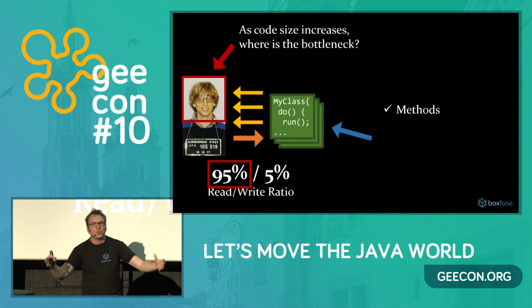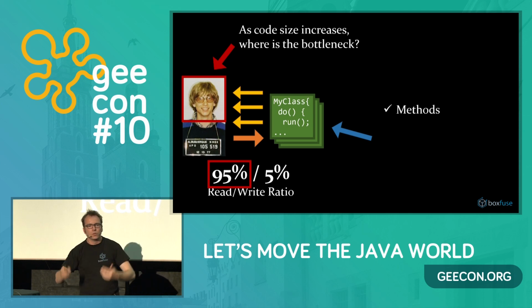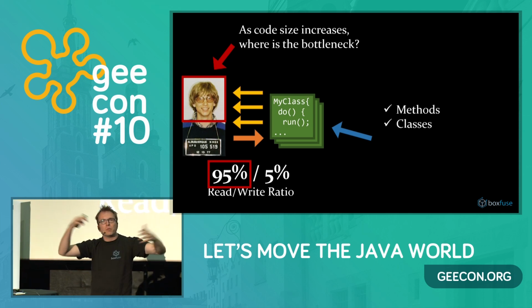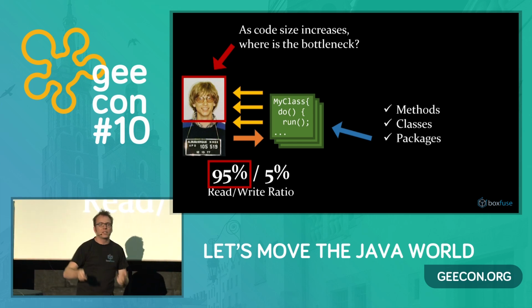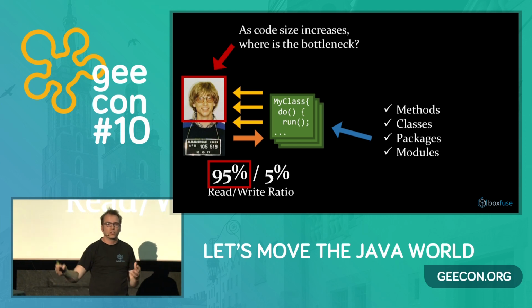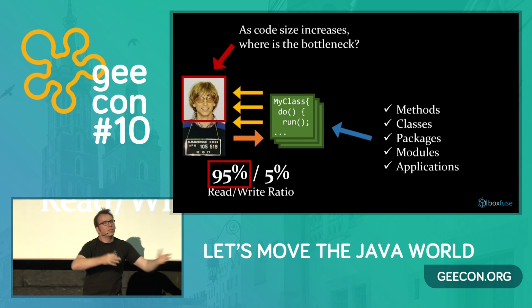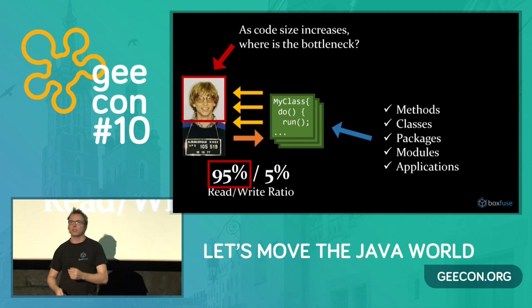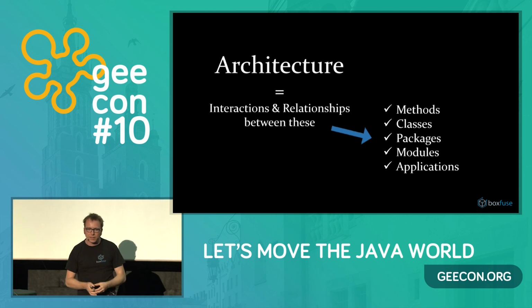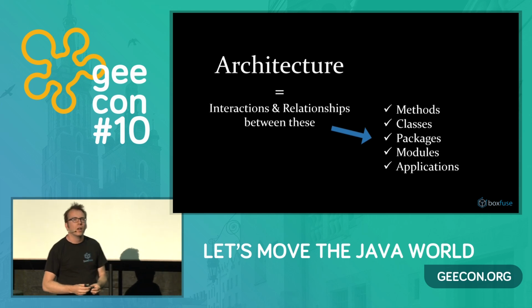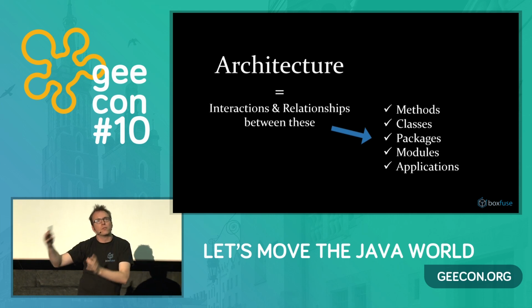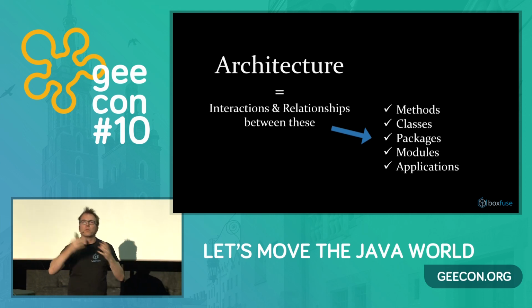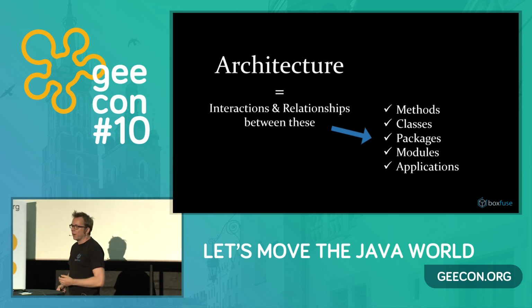First of all, at the most basic level, we have methods which we can use in a class to divide. Then we have multiple classes themselves. Then we can group these classes into packages where it makes sense. And then we can group these packages into modules. And eventually, we can group these different modules in individual applications. And this really, at the end of the day, is the architecture of our application. It's how we structure and how these different levels of abstraction interact, what their relationships are. This is really what defines the architecture of our application.